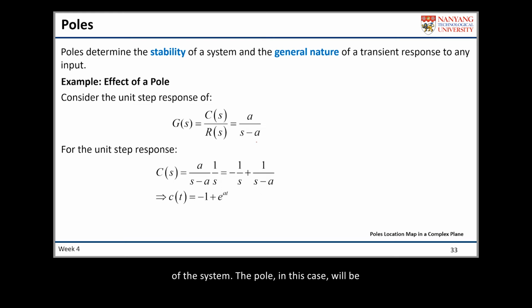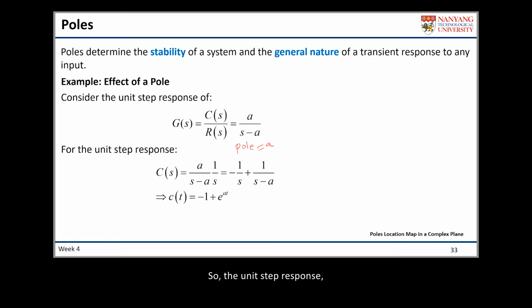The pole in this case will be equal to a. The pole of this G(s) is equal to a. Now let's take a case when to this system we give a unit step input. So the input that is given to the system is 1 over s in Laplace domain. The input is 1 over s. The transfer function is a divided by s minus a.